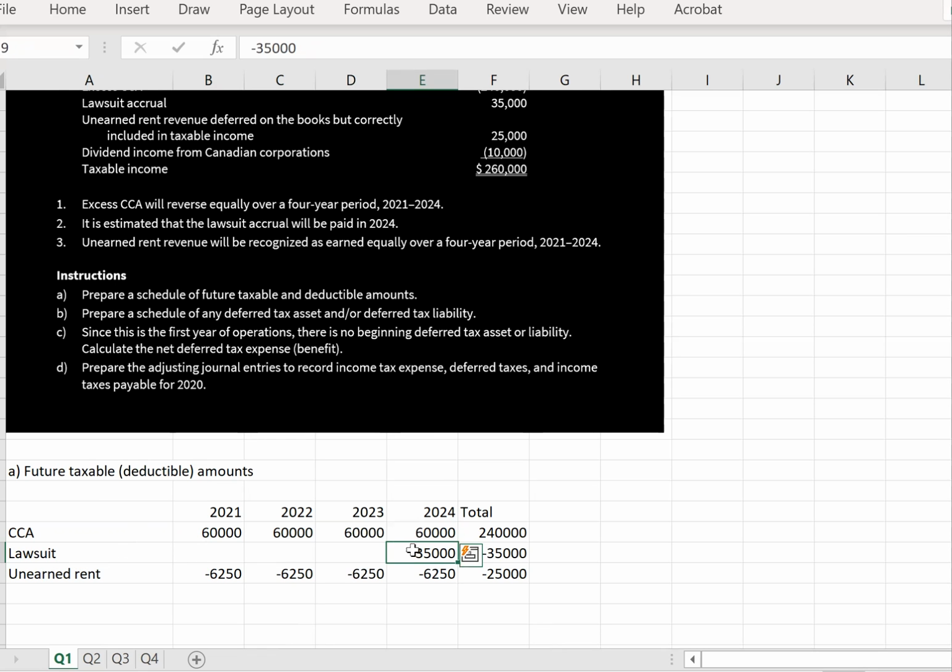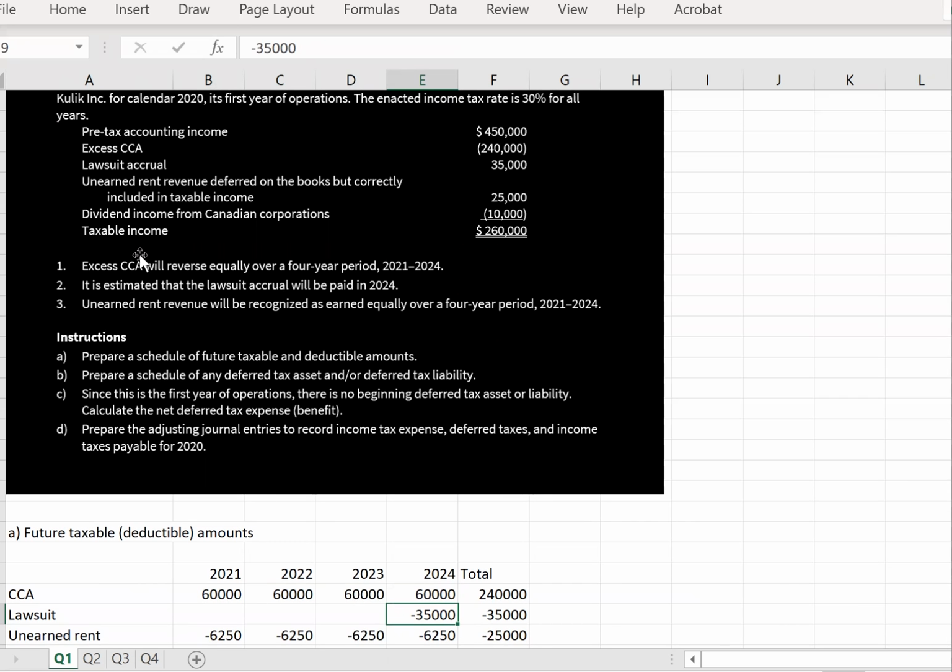And the lawsuit, when this is paid, so right now I've had to include it in my taxable income, but because I'm adding it back to accounting income, I would have reduced it in my accounting income. Now I need to add it back because I can't deduct it from my taxes. So I add it back to wash out the impact of the lawsuit. But when I actually pay it, then I'll be able to reduce it from my taxable income. So that's going to be a future tax deduction.